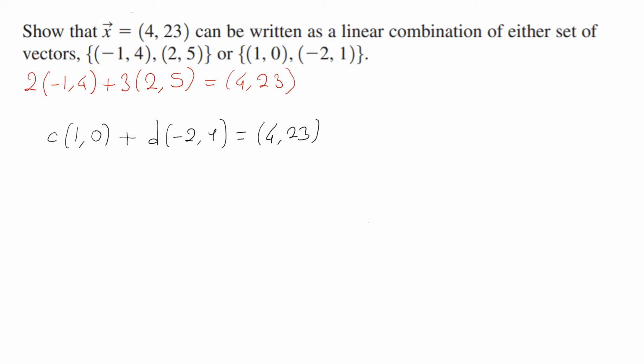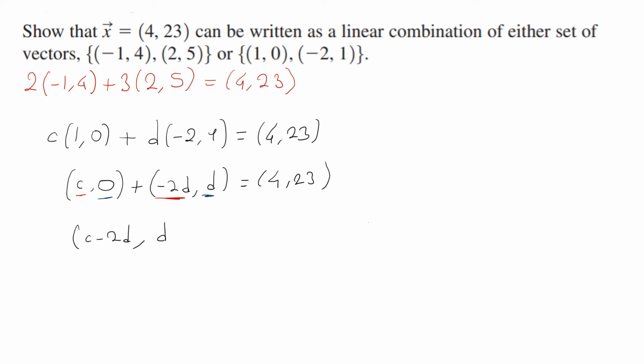Again, the next thing I'm going to do is distribute these scalars into the brackets. So when I do that, I'm going to get C, and because it's 0, it's just going to be 0 for this one. I'm going to say plus negative 2D and D for this one, and it will equal 4 and 23. From here, I'm going to put the x's together, and I'm going to put the y values together. When I do that, I'm going to get C minus 2D and D equaling 4 and 23.